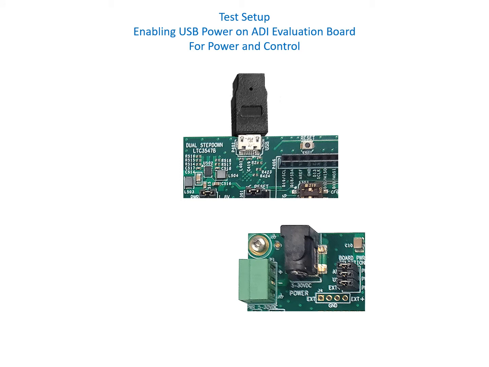In order to enable USB power on the ADI evaluation board, do the following. At P5, connect a USB cable. At P4, jumper pins 3 and 4.